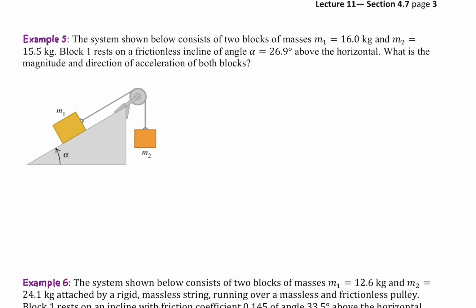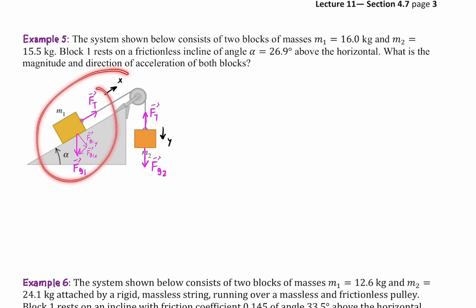The system shown below consists of two blocks of masses m1 and m2. Block 1 rests on a frictionless incline of angle alpha equals 26.9 degrees above the horizontal. What is the magnitude and direction of the acceleration of both blocks? So we're just solving for the acceleration. We're given all the information as in previous problems, similar information, but we have a tilt now. So what does our free body diagram look like? Well, here we've got the forces on block 2, and here we have the forces on block 1.